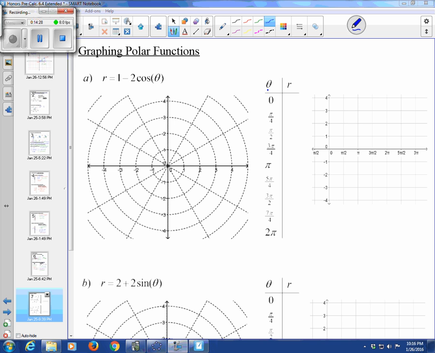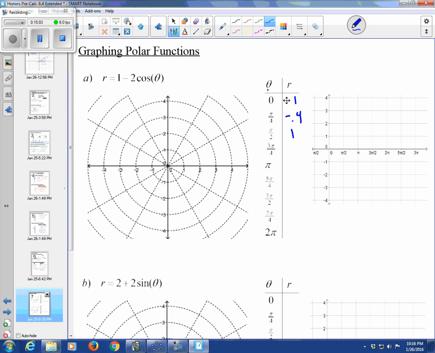So right here, we've got our polar function r equals 1 minus 2 cosine theta. And when we start to plug in values, we can start to get some outputs. When I plug in 0, cosine equals 1, so 1 minus 2 is going to give me negative 1. When I plug in pi over 4, I get approximately negative 0.4. When I plug in pi over 2, I get 0 for cosine, so I get an output of 1, or an r value of 1 there.